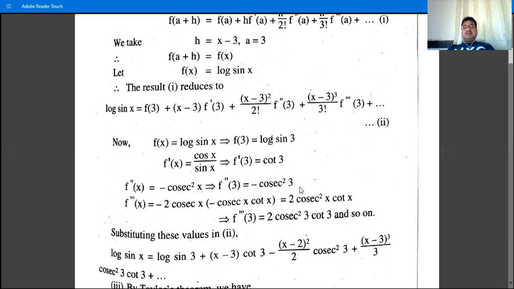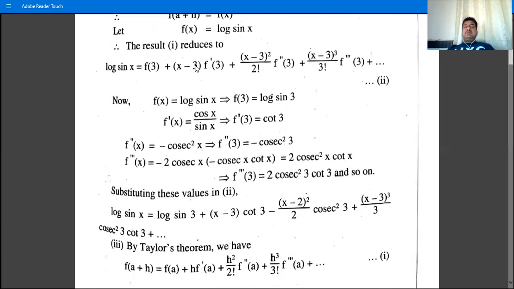So f double dash 3 is what? Minus cosec square 3. Then the derivative of minus cosec square x is what? Minus 2 cosec x into derivative of cosec x, which is minus cosec x into cot x. And so it will become plus 2 times cosec square x into cot x. And the value at 3 is what? F triple dash 3 is 2 cosec square 3 cot 3 and so on.